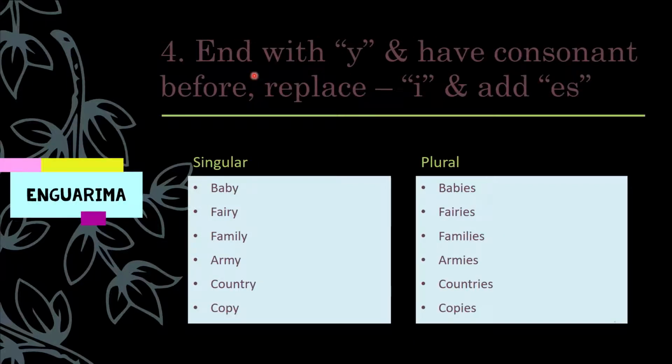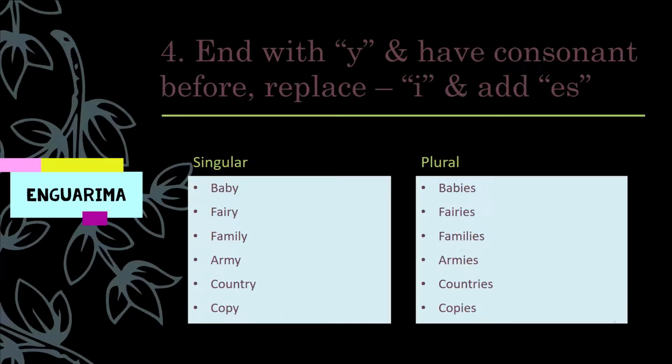Fourth rule is if our singular is ending with y and have a consonant before it, we will replace the y with i and we will add es. Example: baby, babies, ferry, ferries, family, families, army, armies, country, countries, copy, copies.